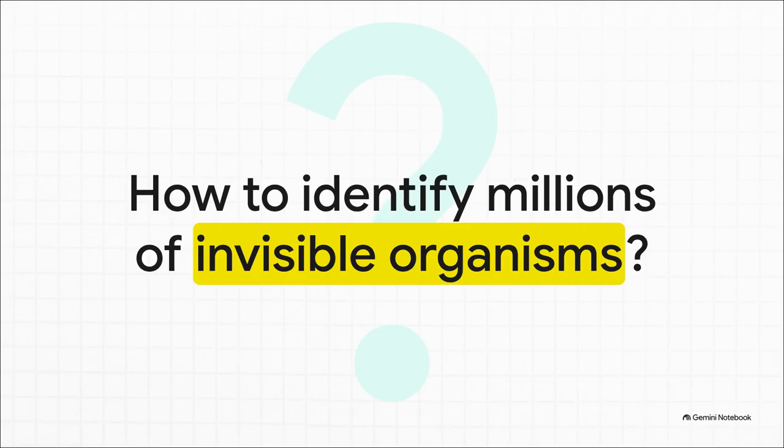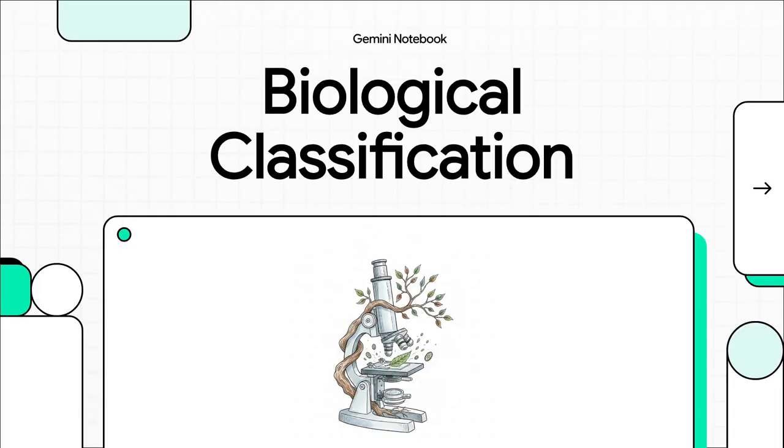Imagine trying to organize a library with millions of books, but half of those books are completely invisible to the naked eye. Well, that is exactly the monumental challenge scientists faced when trying to categorize the living world. Okay, let's dive into this.